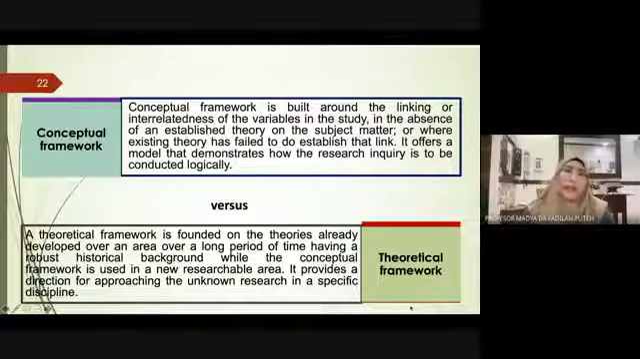Theoretical framework, on the other hand, is founded on theories already developed over an area over a long period of time, having a robust historical background, while the conceptual framework is used in a new researchable area. Theoretical framework is whereby you know the theory, but you wanted to know whether the theory is actually applicable or not in your research. So you wanted to know whether the theory produces similar results or not. But conceptual framework is where you are not so sure whether this one is actually workable or not. It has to be tested.